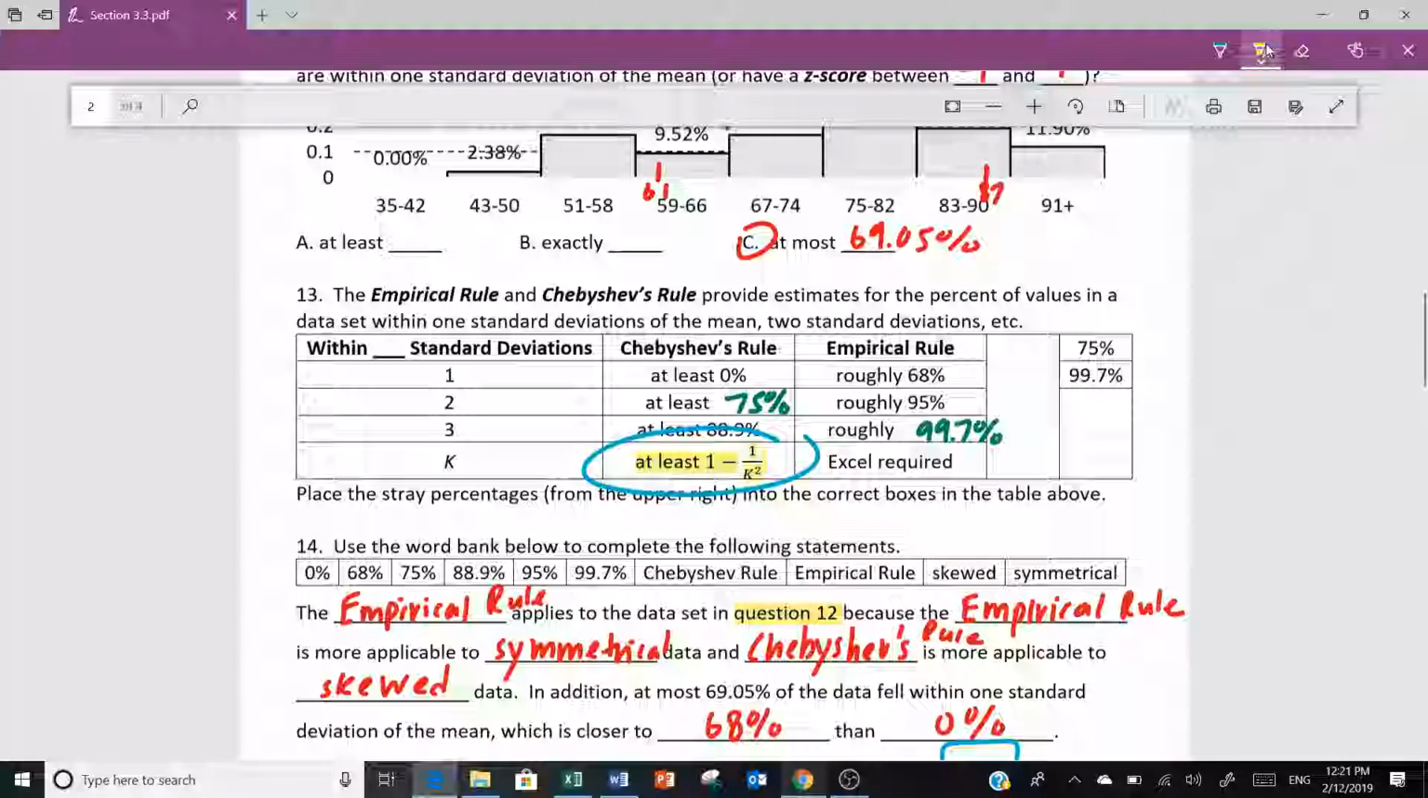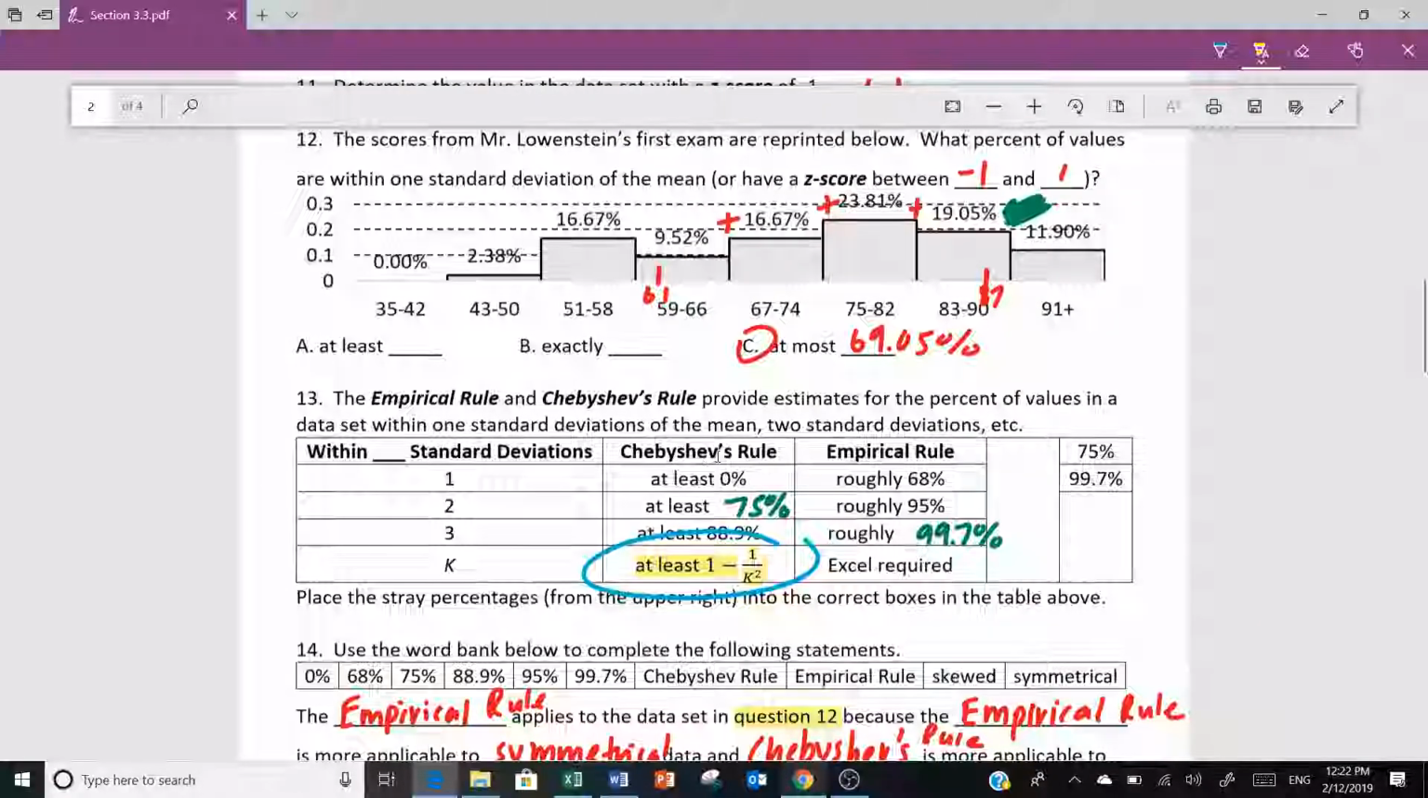Empirical rule, yes, good. Because bell-shaped would be more symmetrical, which would be empirical. And then no, we would use the Chebyshev. So actually, what I want to point out here is you can always use Chebyshev's theorem.